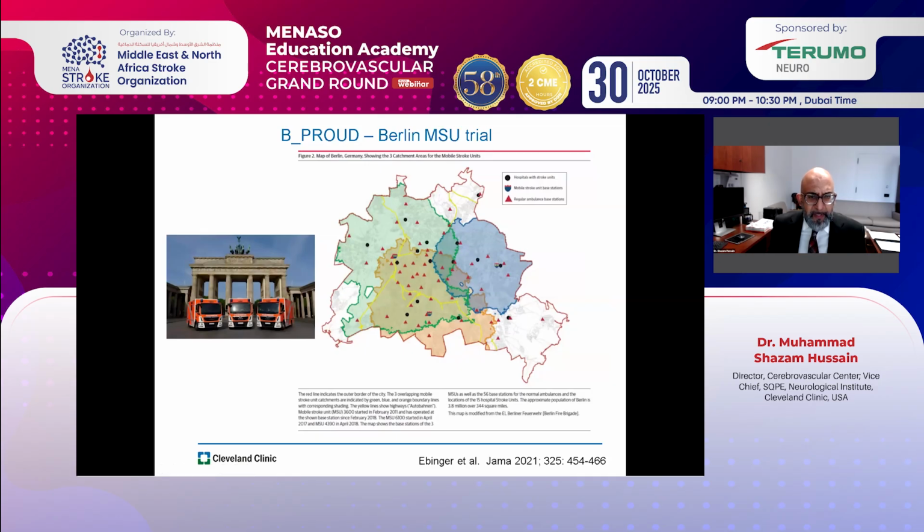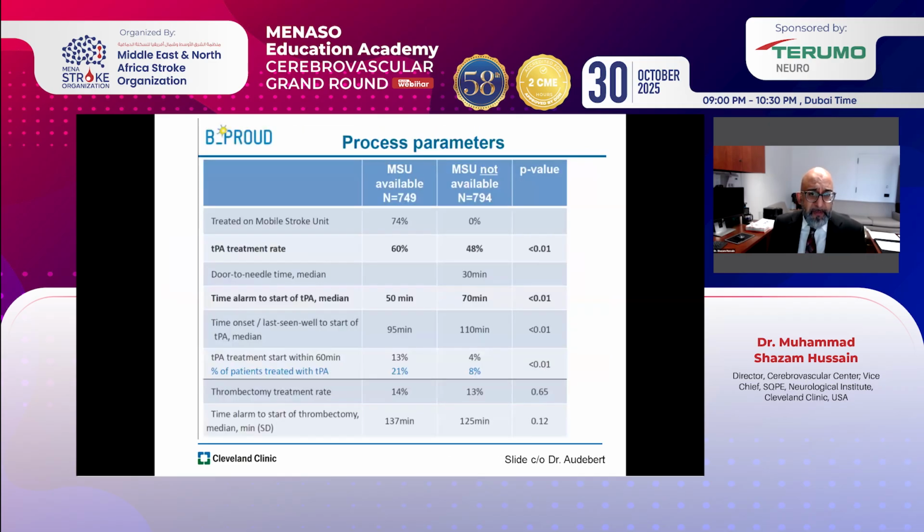You can see here by the map of Berlin, they had these units stationed in different locations around the city that allowed them to cover the periphery, but also had multiple units that were able to cover the densest area of that patient population. Similarly, they randomized the mobile stroke units to weeks when it was available versus weeks when it was not available. You can see here, very importantly, that their tPA treatment rates were much, much higher in the mobile stroke weeks as compared to the non-weeks. Times to treatment, again, were much faster on the mobile stroke unit compared to the weeks that it was not available.